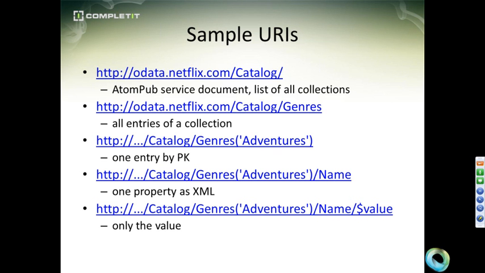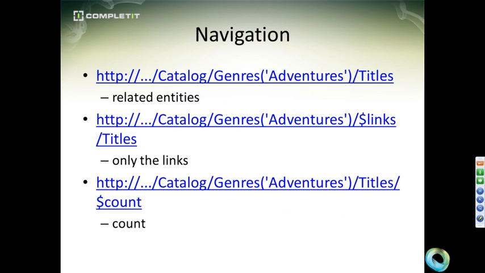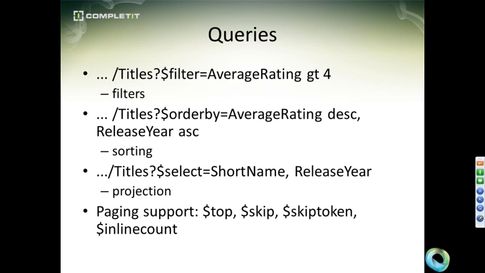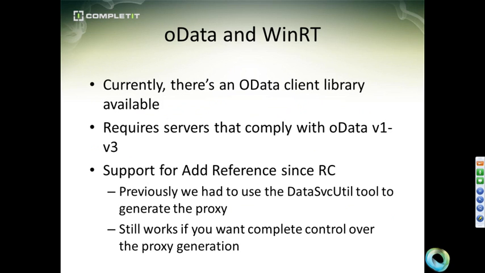You can, for example, say, give me one specific genre, drill into that, give me the name, even do navigation. Give me all the genres, then give me the links property, I get the titles for that, and so on and so forth. So most basic CRUD stuff, you can do it with OData endpoints. You can also do querying, for example, give me all the titles where the average rating is greater than 4. Or give me them descending, release year ascending, and so on. I think you get the idea. The idea is simply exposing the model via a query-based syntax and returning XML.